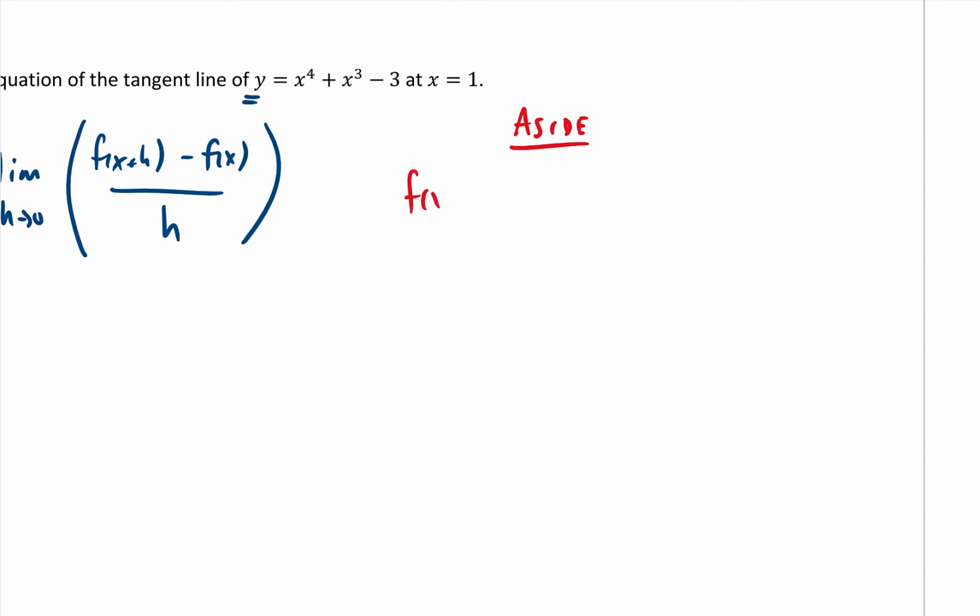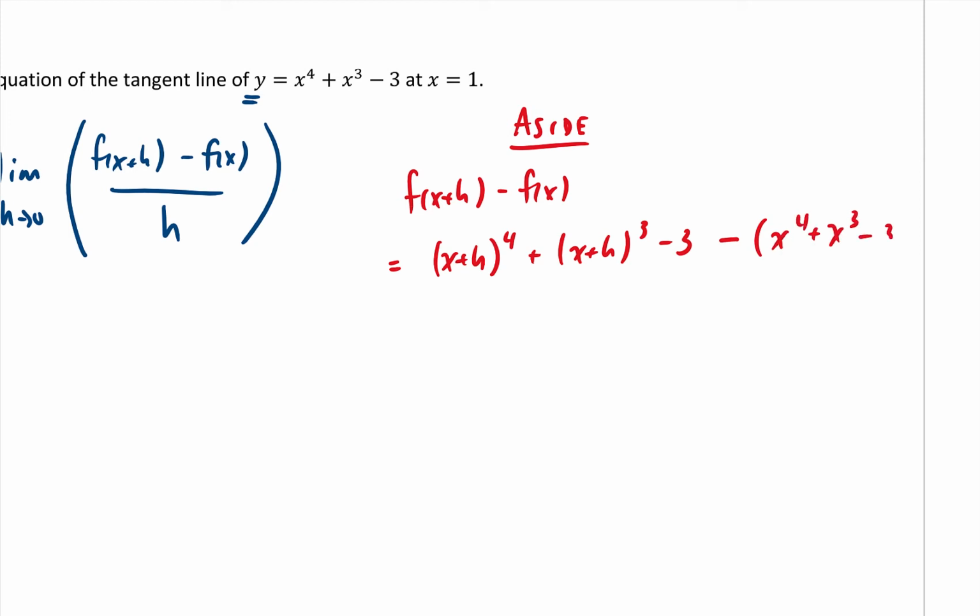So we have f of x plus h minus f of x, and that's equal to x plus h to the fourth plus x plus h cubed minus 3, and then minus f of x, which is x to the fourth plus x cubed minus 3.